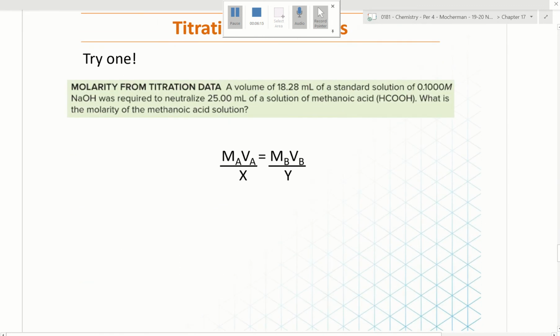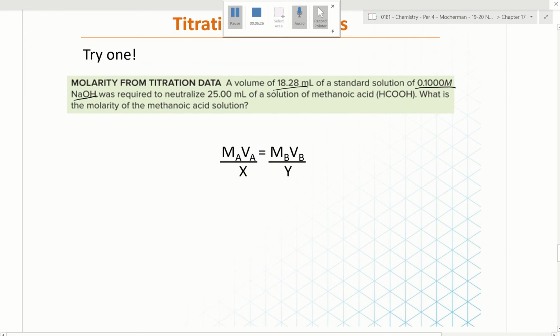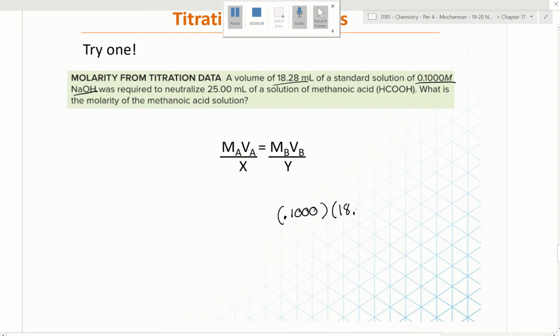So let's try one here real quick. It says a volume of 18.28 milliliters of a standard solution with 0.1 molar NaOH. Okay, so NaOH is our base, so we can go ahead and fill in 0.1000 times the volume 18.28. Now it doesn't matter what unit your volume is in, you've got to use the same unit.